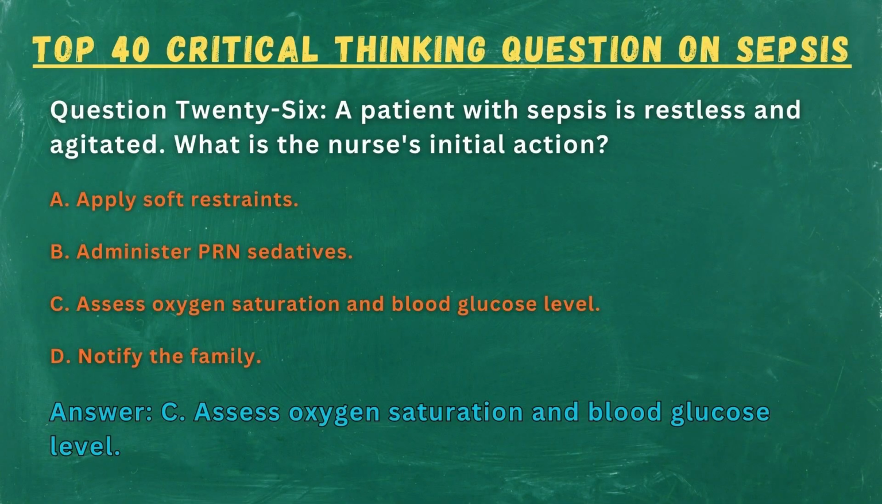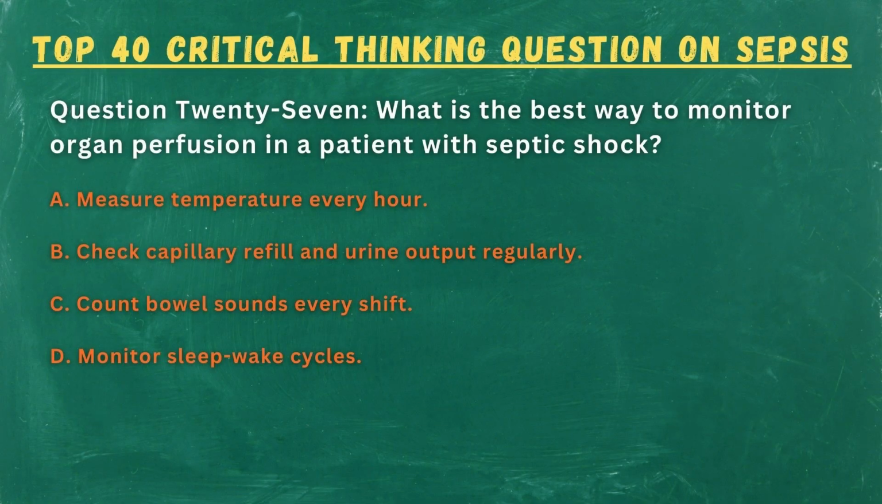Answer: C. Assess oxygen saturation and blood glucose level. Question 27. What is the best way to monitor organ perfusion in a patient with septic shock? A. Measure temperature every hour. B. Check capillary refill and urine output regularly. C. Count bowel sounds every shift. D. Monitor sleep-wake cycles.